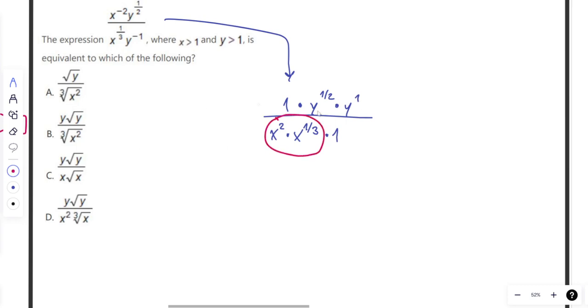Then really what I'm focused on now is simplifying respectively the top and the bottom. When I'm multiplying two things together that have the same base but different exponents, we can add the exponents together. So what that looks like is y to the 1 plus 1/2, and on the bottom it's x to the second power plus 1/3. We're combining those exponents under one base by adding them.